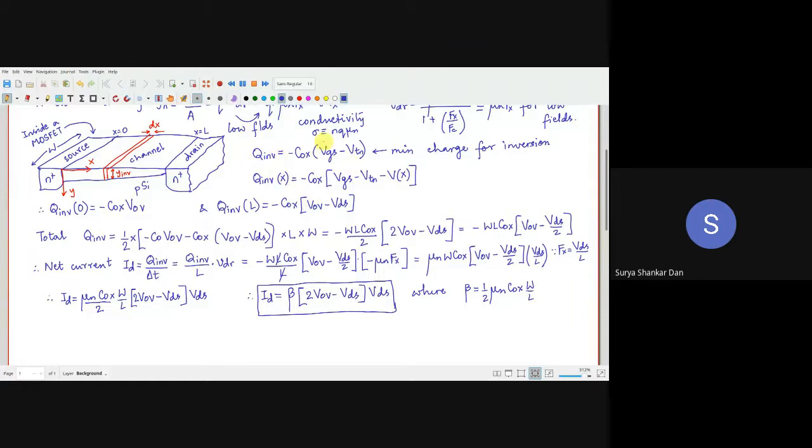Okay, so now this is the minimum charge necessary for the inversion. Now what is interesting is that in the case of a MOSFET, what we usually do is connect the source side to the ground and connect the drain side to plus VDD.